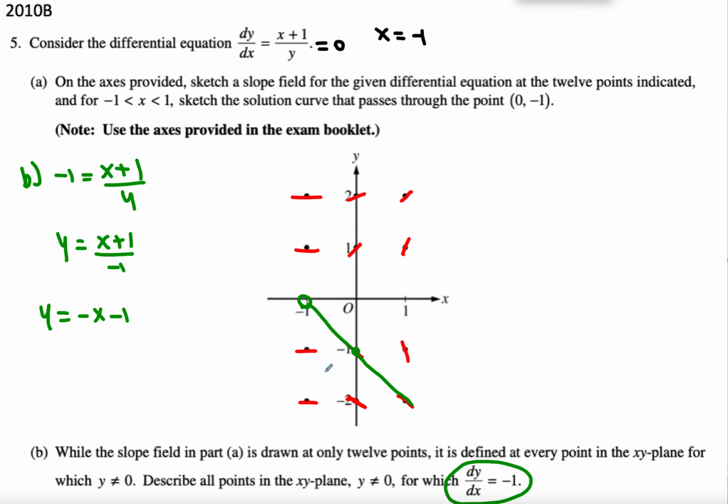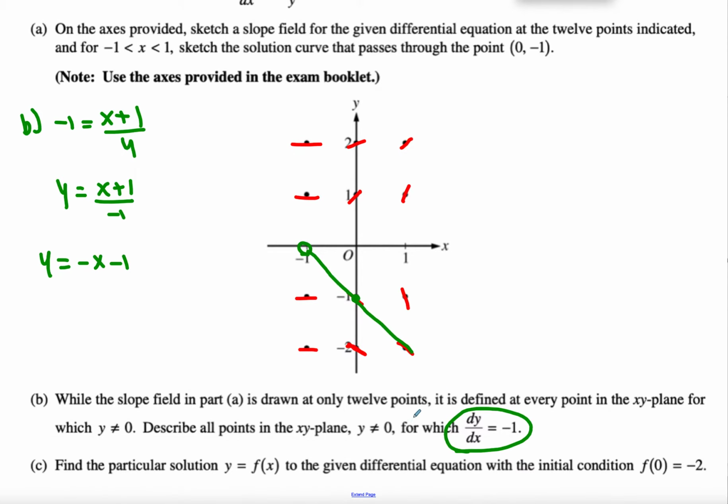So that means those are the values. So here we describe all points. It has to satisfy this condition and y cannot be equal to 0. So all the points that satisfy these two conditions will be my answer.